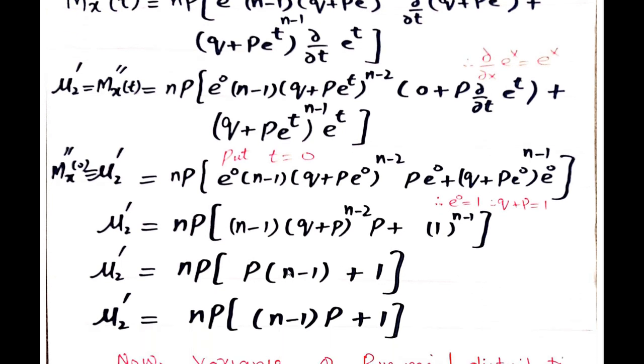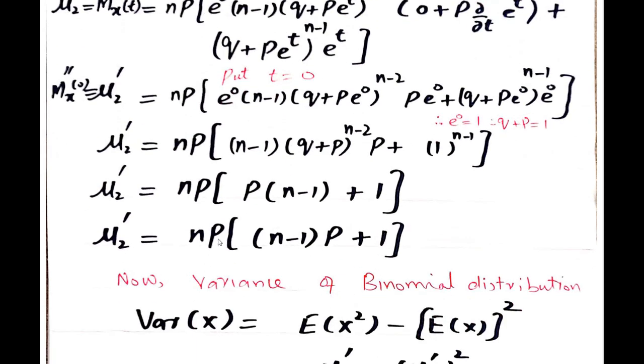Here it is 1 p (n minus 1), and q plus p is also equal to 1. We know this relationship, q plus p is equal to 1, so here 1 power n minus 2 is equal to 1, so we are left with p (n minus 1). In this equation we are left with p (n minus 1), and in this term 1 power n minus 1 is equal to 1. So np into ((n minus 1)p plus 1).